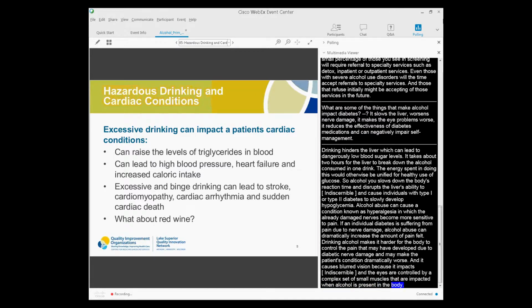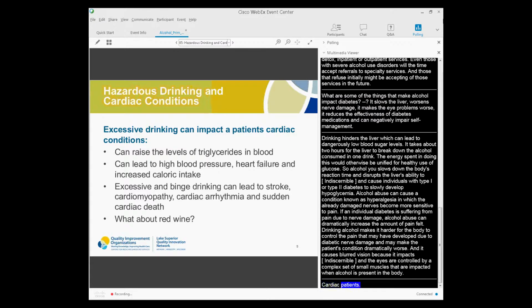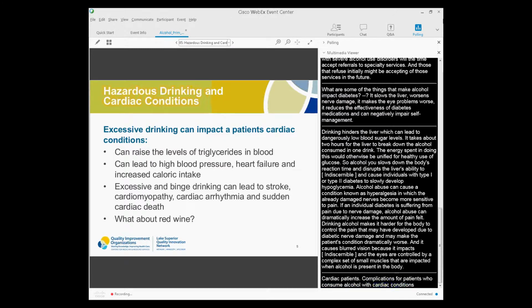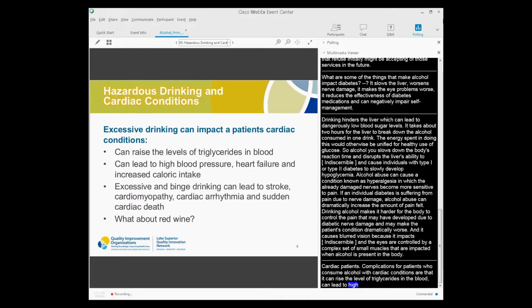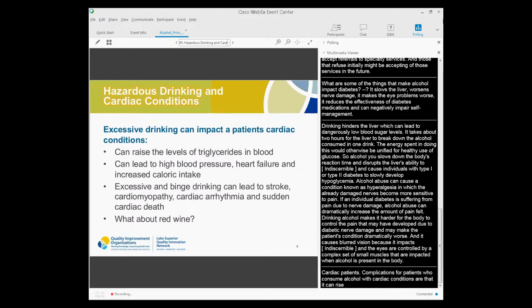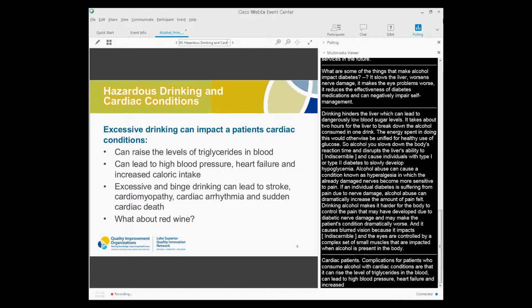Cardiac patients. So the complications for patients who consume alcohol with a cardiac condition: alcohol can raise the levels of triglycerides in the blood, can lead to high blood pressure, heart failure, and increased caloric intake, and excessive and binge drinking does lead to stroke, cardiomyopathy, arrhythmias, and sudden death. But what about red wine?